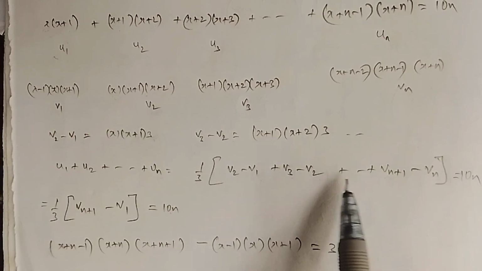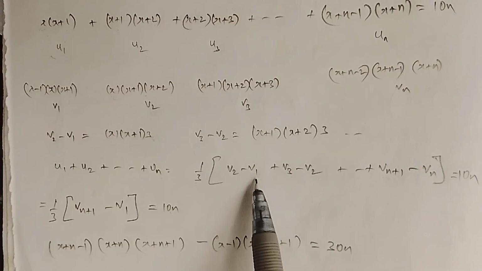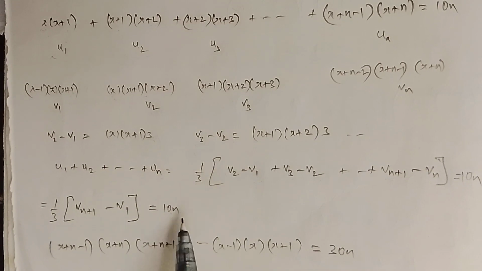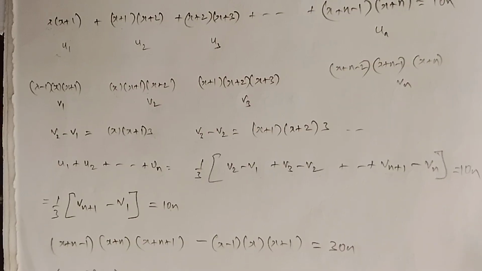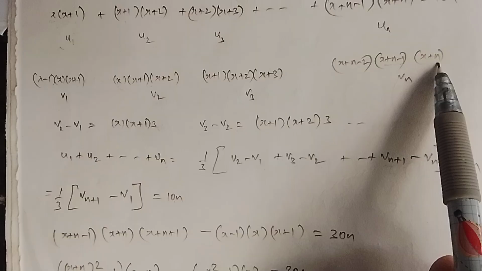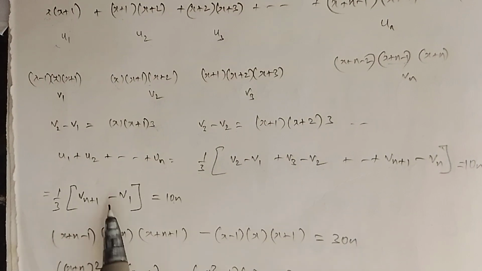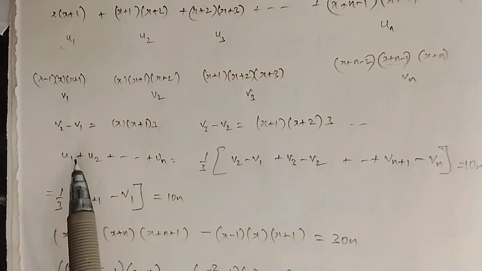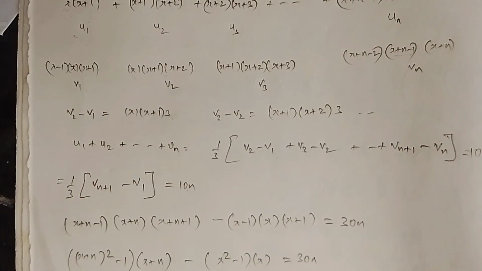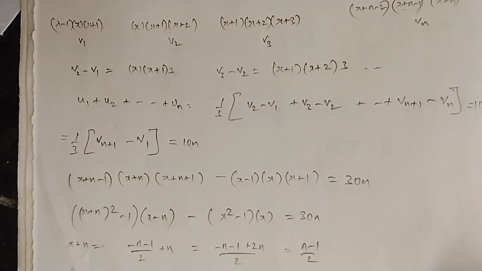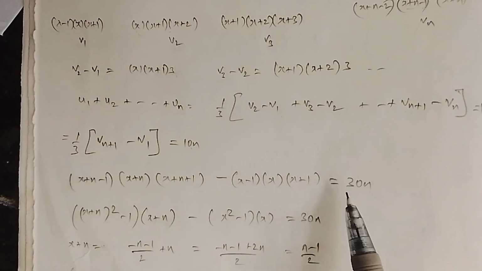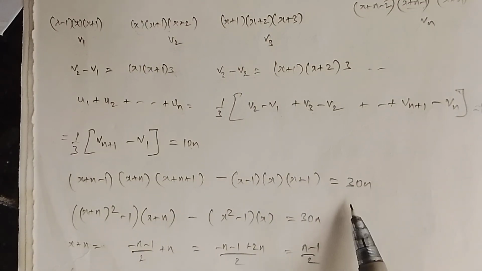Now this means again we'll be left with only vn plus 1 and v1, which is in the beginning. So 1 by 3 of vn plus 1 minus v1, this should be equal to 10n, right? But vn plus 1, like we decided, is x plus n minus 1, x plus n, and x plus n plus 1. And v1 is nothing but our original x minus 1, x and x plus 1. Now this should be equal to 30n. Right, now we have to figure out what exactly is our n.